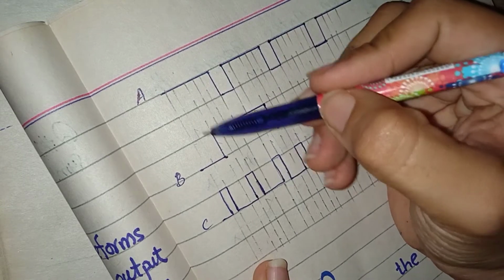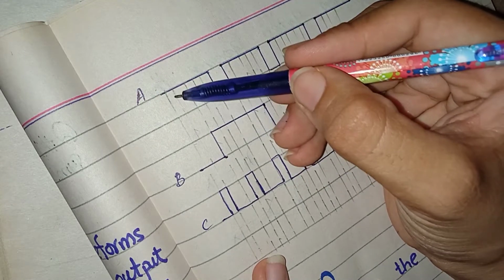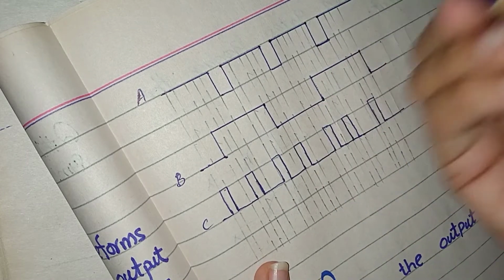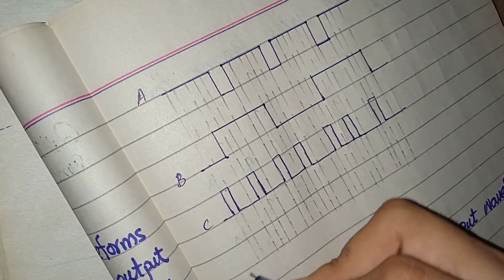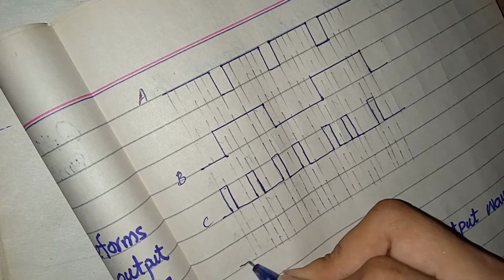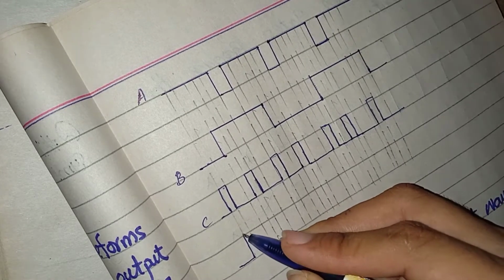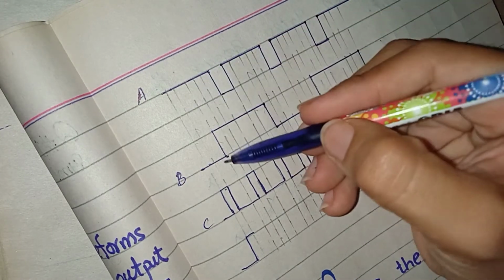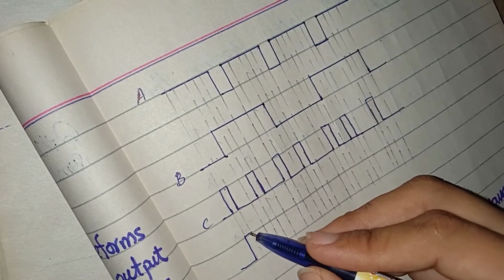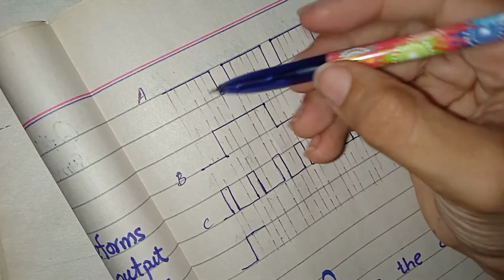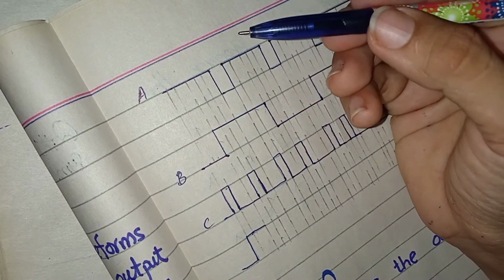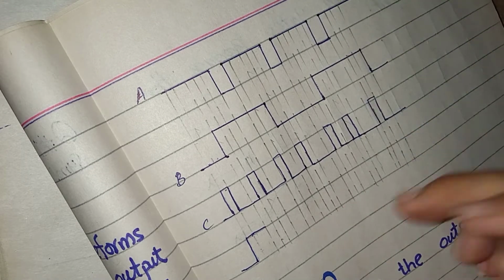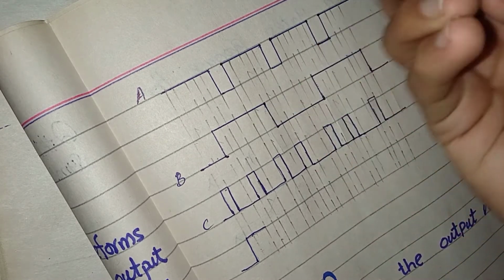Okay. A is at higher level, B is at lower level, C is at higher level. So for a NAND gate, we are going to get higher output. A is high, B is low, C is low, we are going to get higher output. Because for a NAND gate, output will be low only when all the inputs are at higher level. So don't get confused.